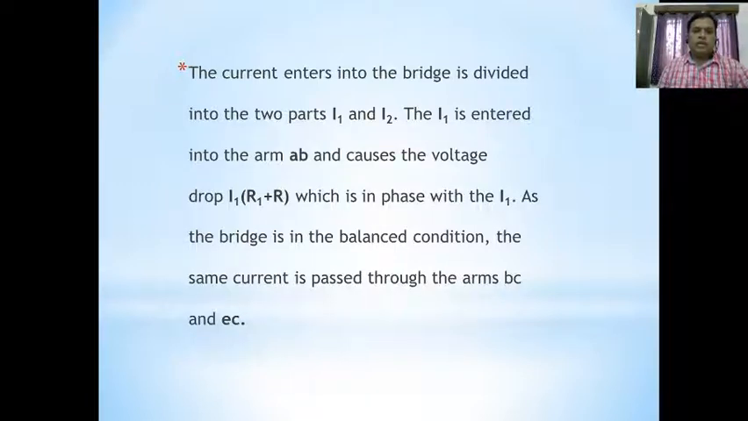So here the current entering the bridge is divided into two parts, as you have seen, I1 and I2 are the currents flowing. I1 enters arm AB and causes the voltage drop I1 into R1 plus R, which is in phase with I1. As the bridge is in the balance condition, the same current is passed through arms BC and EC.